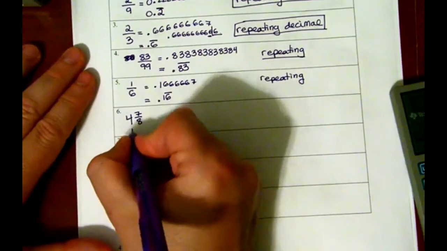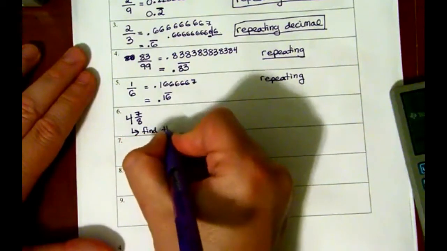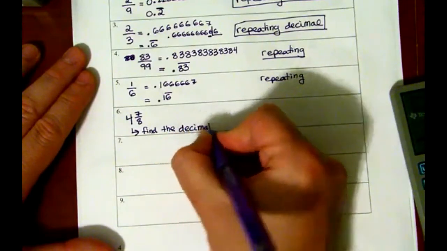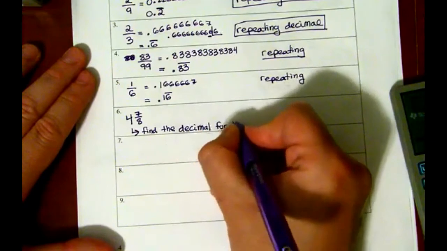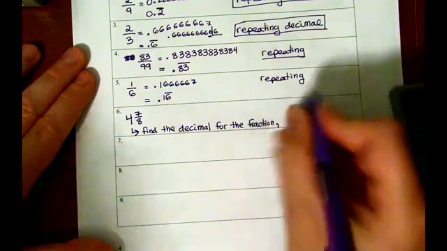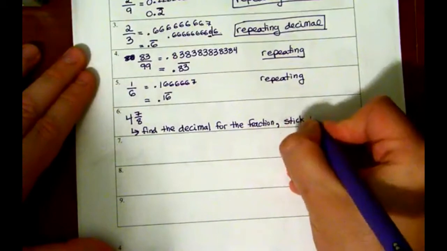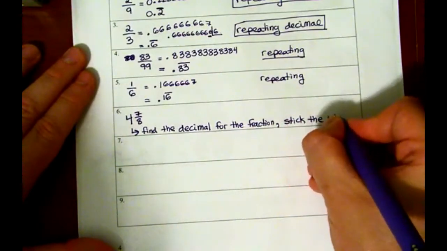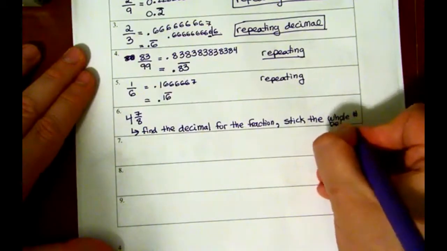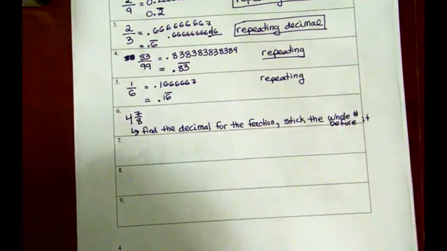Let me actually write that down, and I would like you to copy this into your notes. We're going to find the decimal for the fraction, and then we're just going to stick the whole number before it. Take a moment and get that copied down.